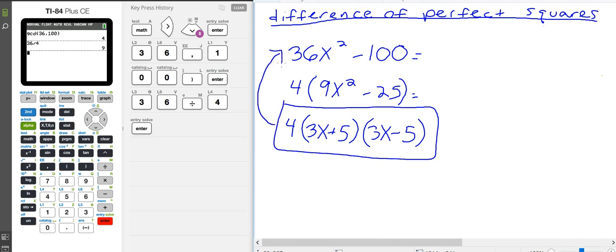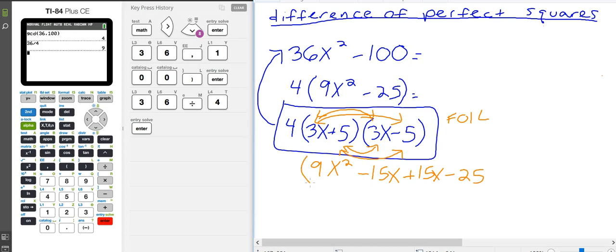Let's check back to make sure we got it right. We could either first distribute the 4 over the first parentheses, then multiply what we get by the second parentheses, or we could first do the FOIL and then multiply by 4, and that's what we're going to do. We're going to first do the FOIL. First, 3x times 3x is 9x squared. Outer is 3x times negative 5, which is negative 15x. Inner is 3x times 5, which is plus 15x. And last is negative 5 times positive 5, which is minus 25.